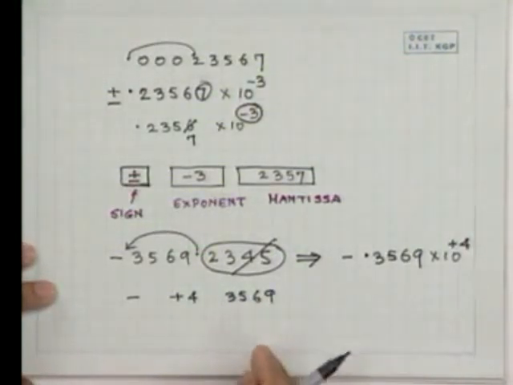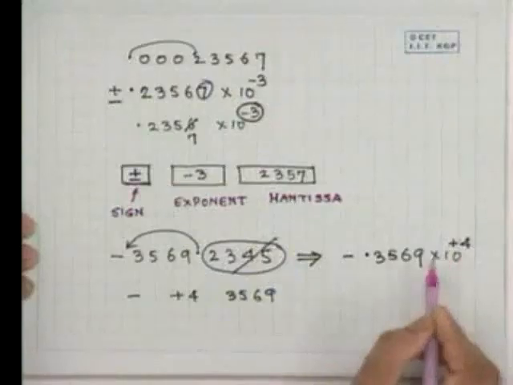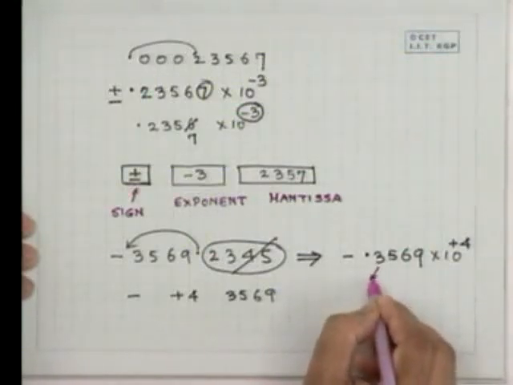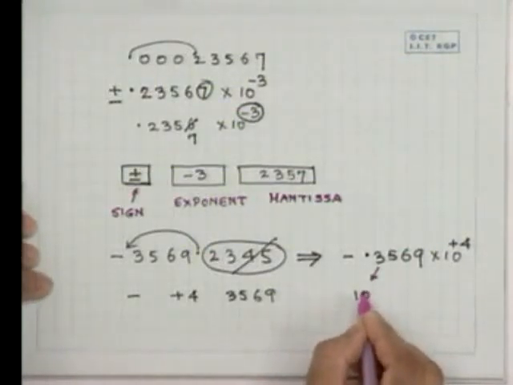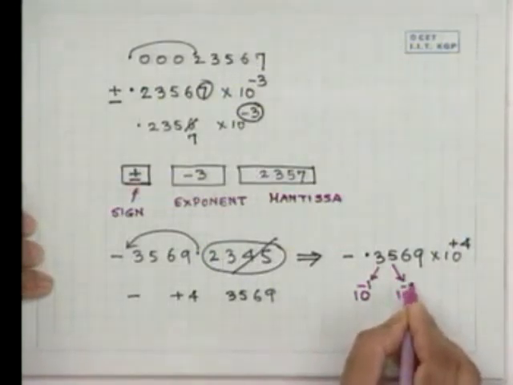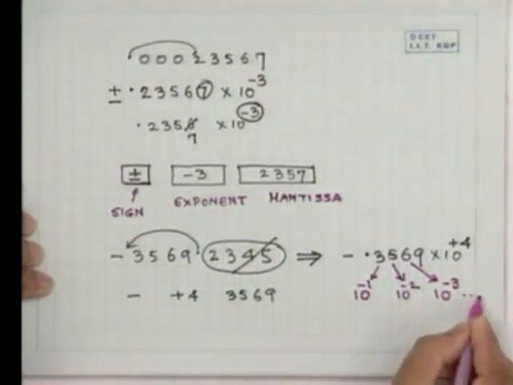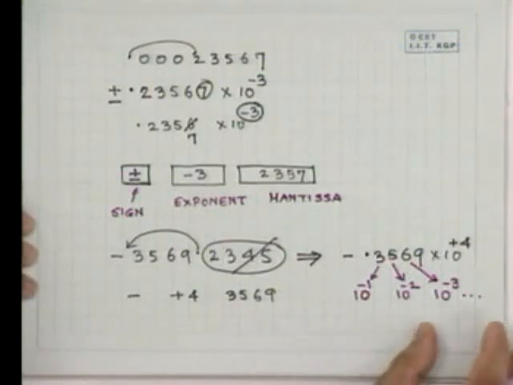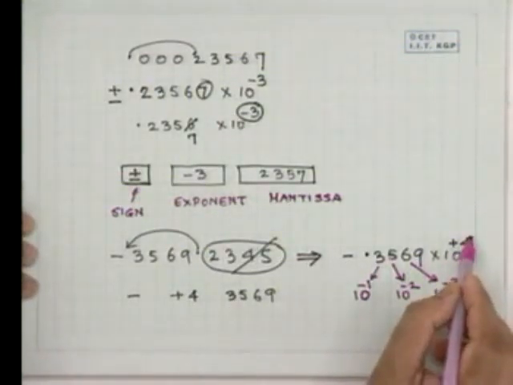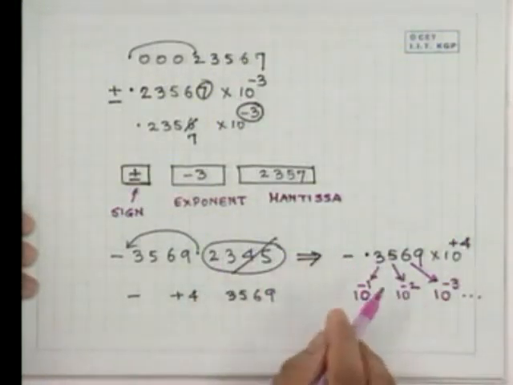Now, we know that the decimal number system that we use is a positional number system. In this form, whatever is after the decimal point has a weight of 10 to the power minus 1, this has a weight of 10 to the power minus 2, this has a weight of 10 to the power minus 3, and so on. The exponent can be either positive or negative. Naturally, the number also can be either positive or negative.